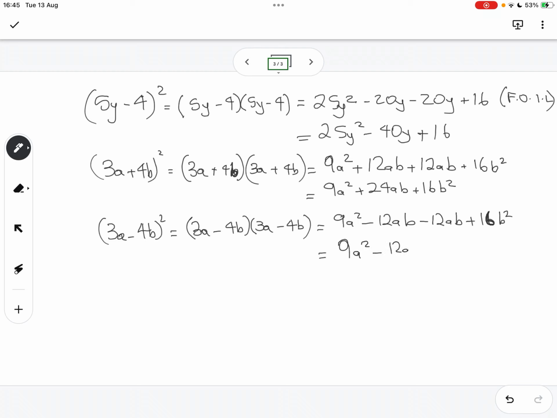But anyway, so we have 9a squared minus 24ab plus 16b squared. That's the answer. Again, a negative inside the bracket of the perfect square gives us a negative middle term. Perfect square gives us: square the first term, square the second term, multiply the two terms and multiply them by 2. If it's negative there, it's negative there. If it's positive there, it's positive there. That's the long story short.